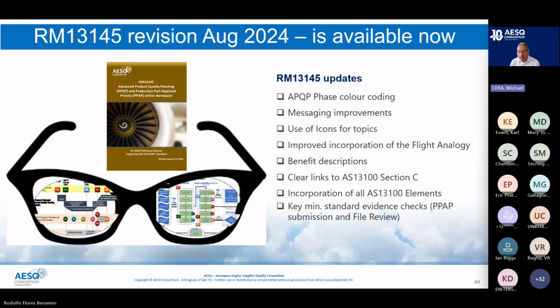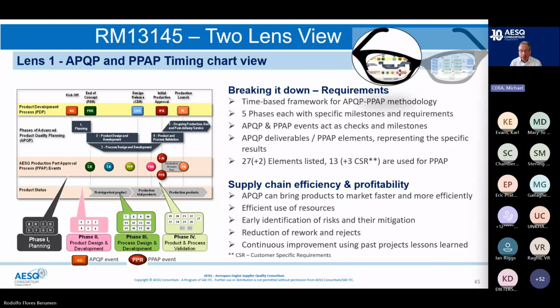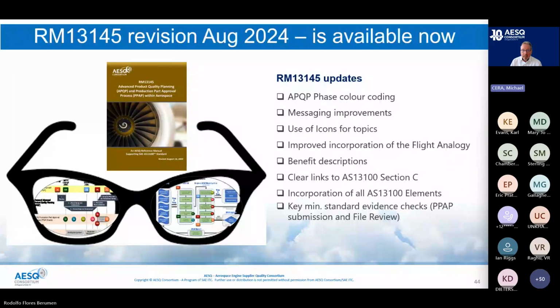At first glance, APQP and PPAP are complex. Therefore, it makes sense to look at things with two lenses. Lens 1 on the left shows the APQP and PPAP timing chart view, and lens 2 on the right shows the customer supplier management process view. Let's start with lens 1 on the next page.